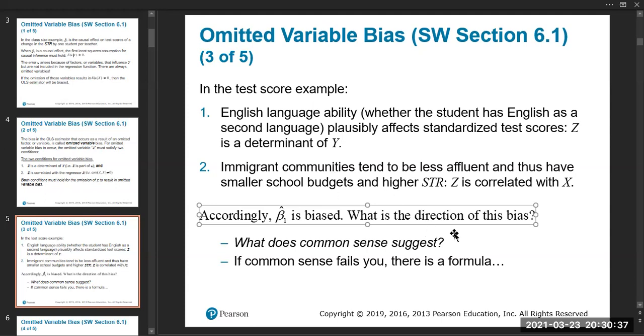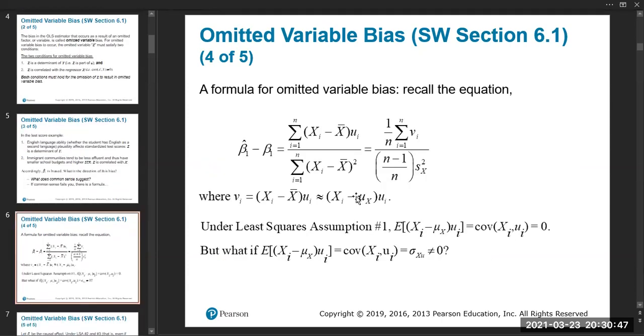Here's one more question. What's the direction of the bias? We will talk about that later. Let's just figure out omitted variable bias first. Here's some math. This math is, I would say, important, but not necessarily required. So don't freak out.